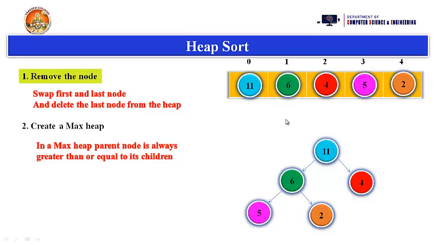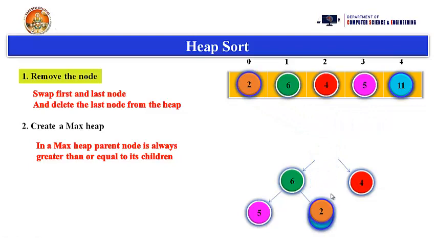So what is the first and last node here? In the array, the 0th position is the first node and the last node is at the last index position. So we need to swap these two elements in the array, and we need to swap the elements in the tree also. Swap these two values, then 2 becomes the root node and 11 is the leaf node. Now we need to remove that 11 from the tree.